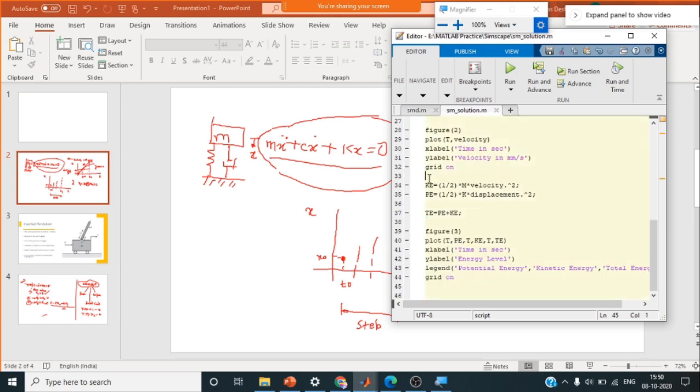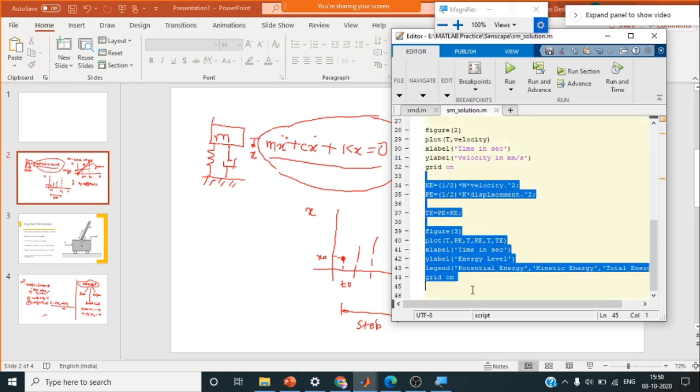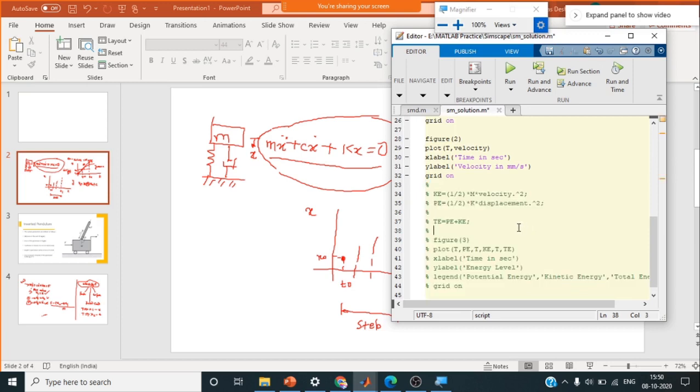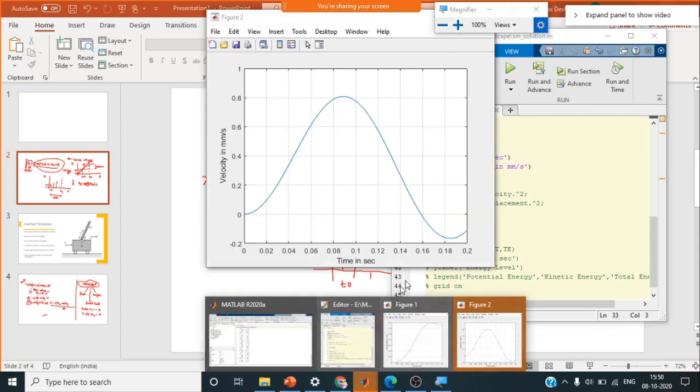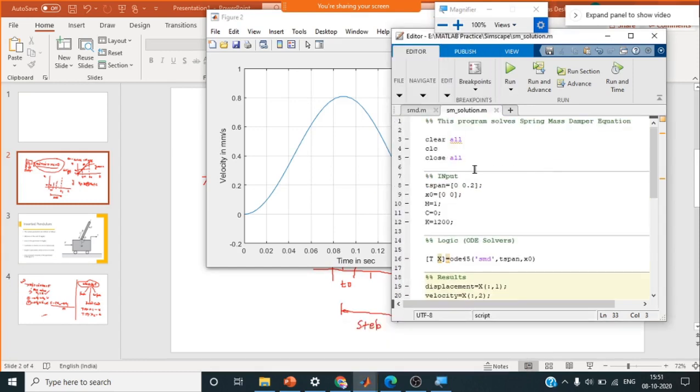What are the energy calculations? I'll just comment out those energy calculations, because in a forced vibration we don't need energy calculations. We'll do it sometime later. I'll now simulate this and see how the displacement and force variation happens. This is for only 2 seconds, or 0.2 seconds. I'll provide maybe 10 seconds.